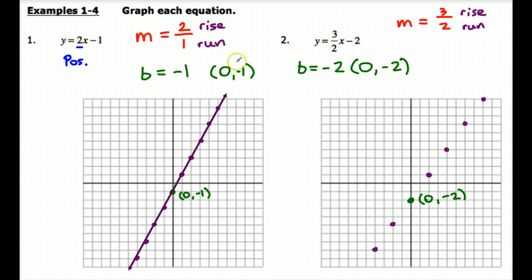Okay, so now I've created a line, once I connect those dots, that goes through the y-intercept of 0, -2, and that has a positive slope of 3 over 2. So again, you want to check and make sure, since we have a positive slope here, that the line is increasing, and it is.